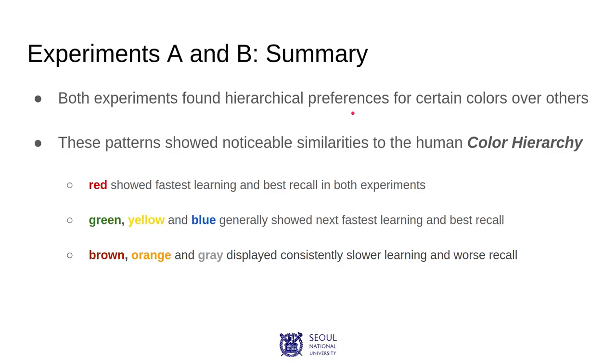When you look at both experiments together, both experiments showed hierarchical preferences for certain colors over others. Furthermore, these hierarchical preferences followed a pattern similar to the human color hierarchy, where red showed the fastest learning and best recall in both experiments, followed by green, yellow, and blue next, and then the worst recall and slowest learning time was for brown, orange, and grey, which is at the bottom of the human color hierarchy.